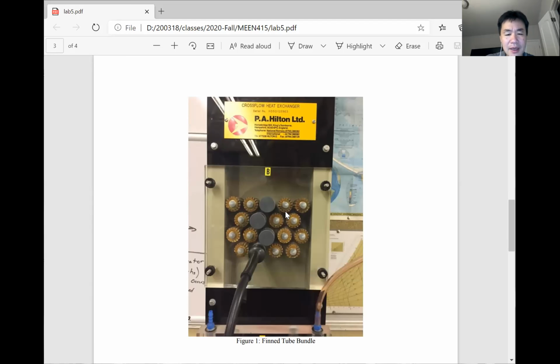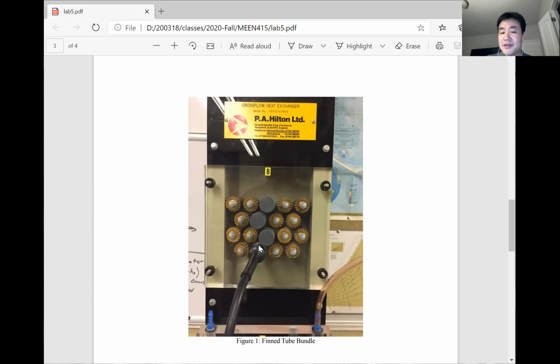Now you see here, last time, remember, we had one smooth tube heated unit inside the cross-flow heat exchanger, right? Now we have a finned tube bundle. Many finned tubes, but the units are four. Actually there's only one active unit for measurement. See this one connected to the monitor, to the heater.